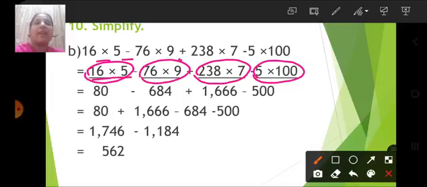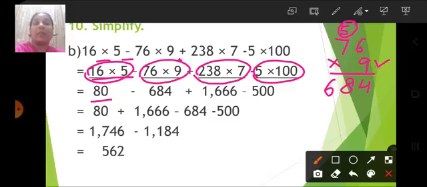So 16 fives are 80. Then we will multiply 76 by 9. So 9 6s are 54. So 4 we will write here, 5 will be carried over. Now 9 7s are 63. 63 plus 5 is 68. So after multiplying 9 by 76, we will get 684.